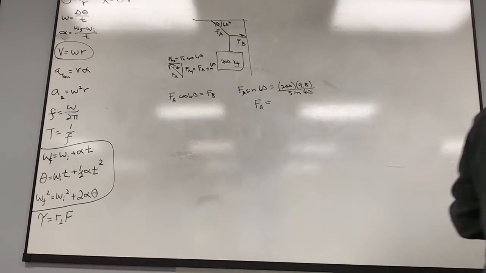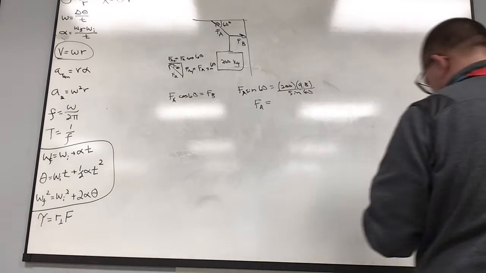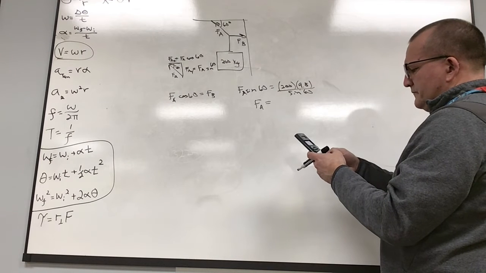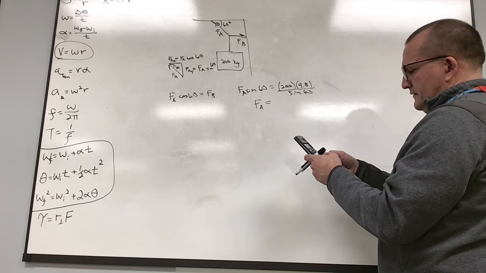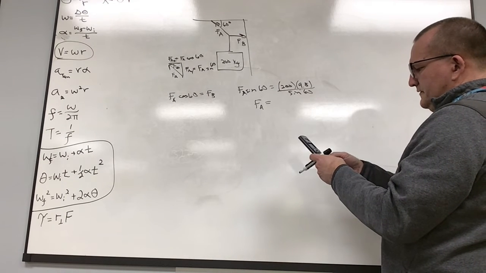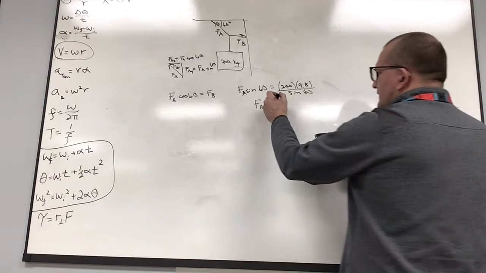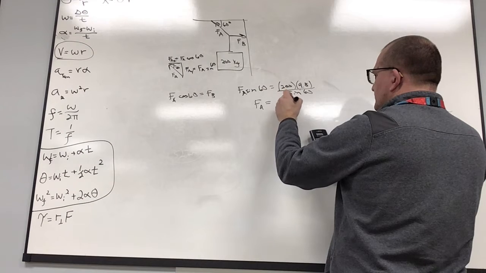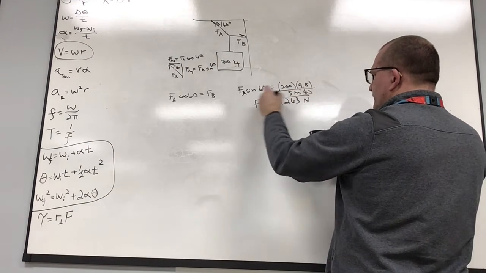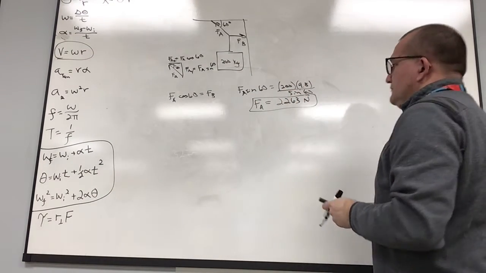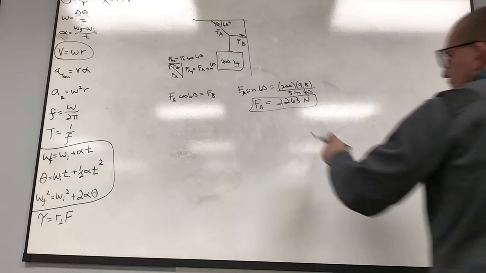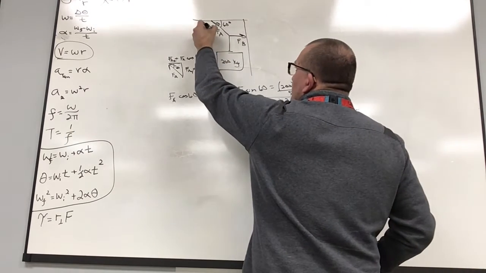So 200 times 9.8 divided by sine of 60 gives me FA to be 2263 newtons. So I found FA at 2263.